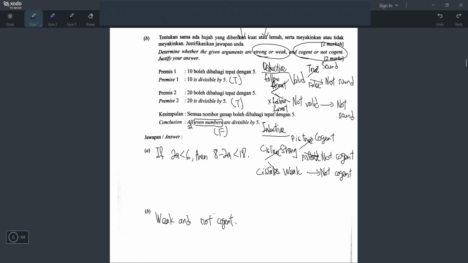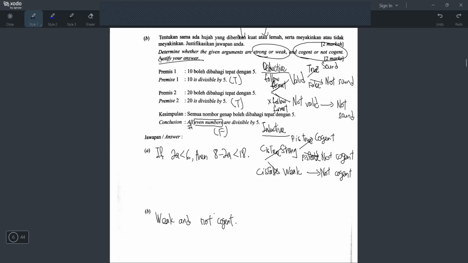Same with the deductive one. If it's not valid, it's automatically not sound. You don't have to check anymore. But of course, if it's valid, then you have to check whether the premises and conclusion are true or false. But if it's not valid, you don't have to check anymore. You straight away write not valid, automatically not sound.